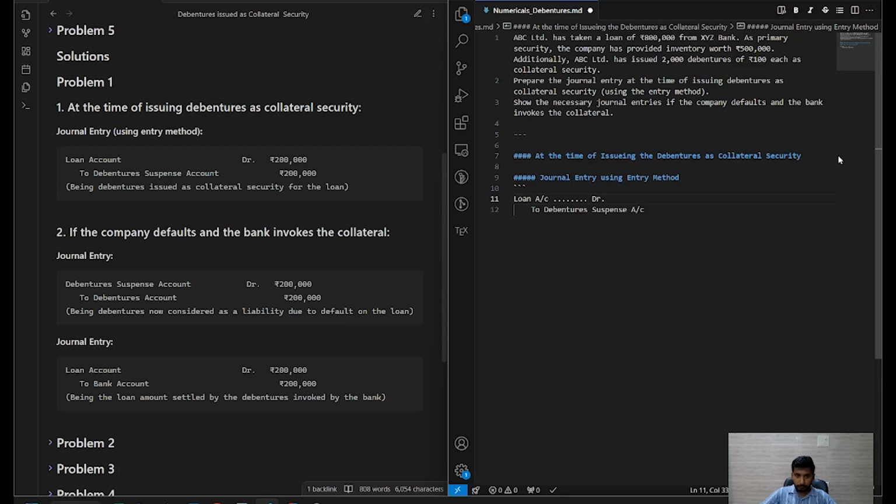And it will be of rupees 2 lakhs. Why? Because 2000 debentures multiplied by rupees 100 each. And same.